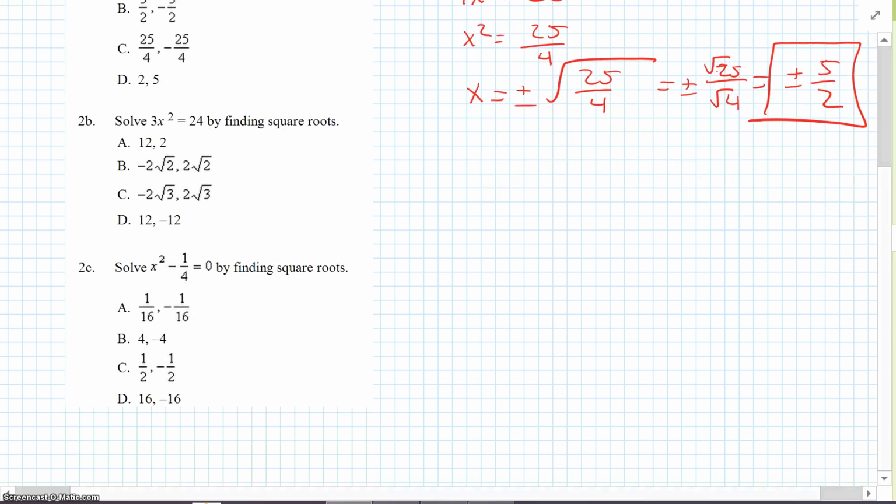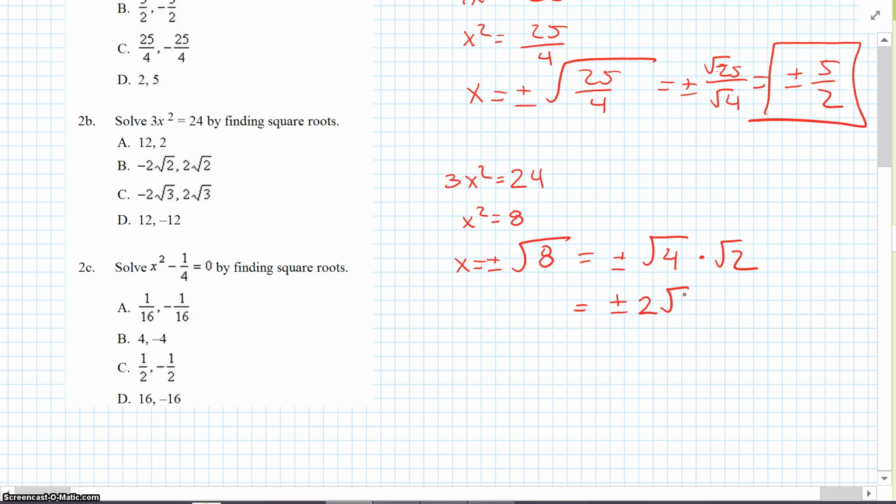Okay, 2b. Solve by finding the square roots. So I got 3x squared equals 24. I'm going to divide each side by 3, so I'm going to get x squared equals 8. I'm going to square root each side, so x equals plus or minus the square root of 8. Well, the square root of 8 is going to be the same thing as the square root of 4 times the square root of 2, which is going to be the same thing as 2 square root of 2. Okay, remember how we broke it down to our prime factors and solved? That's exactly how we do it. So the answer in this one would be B.